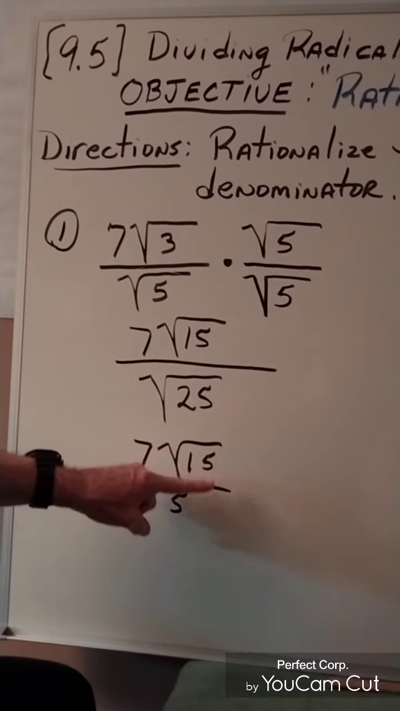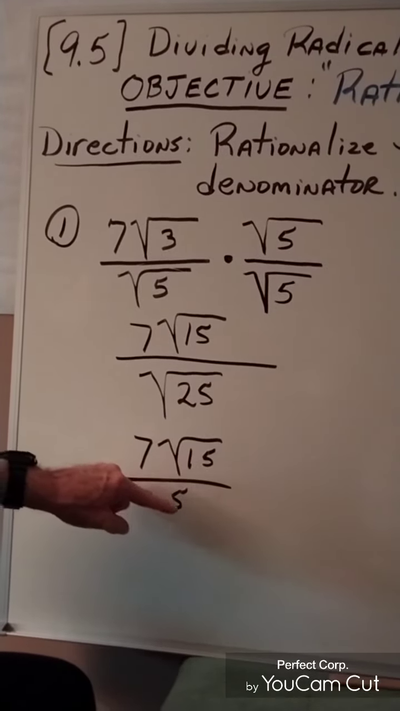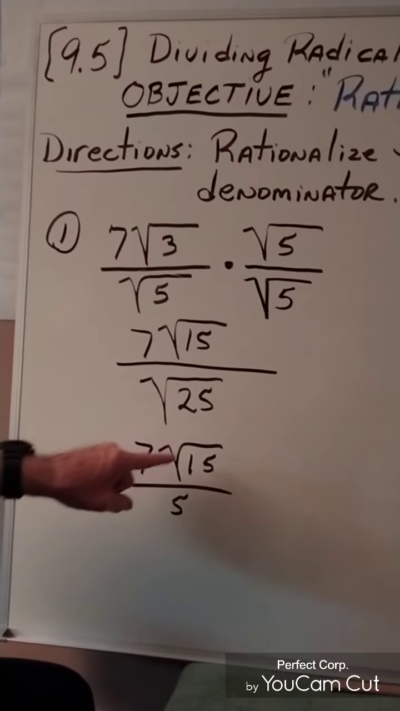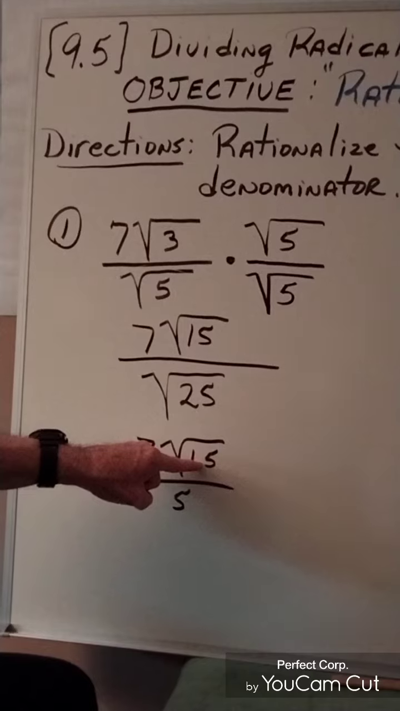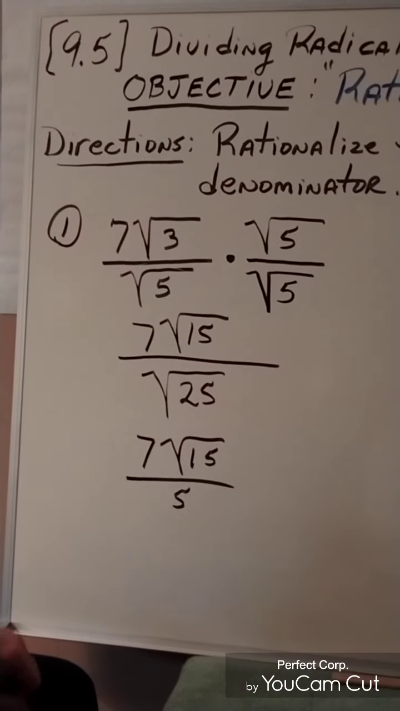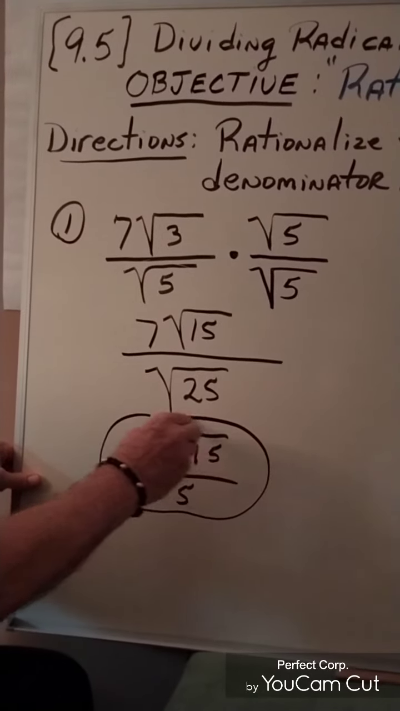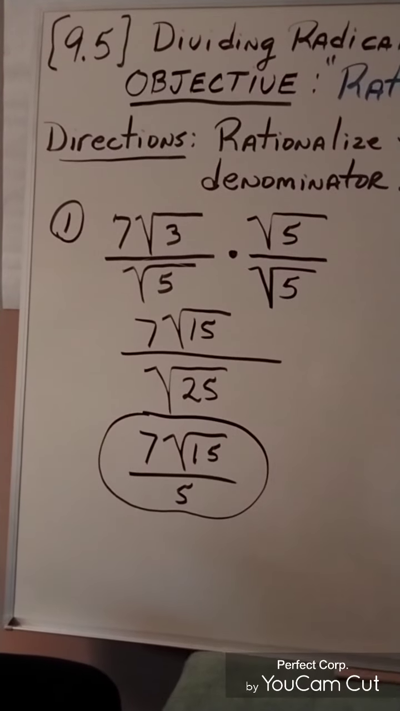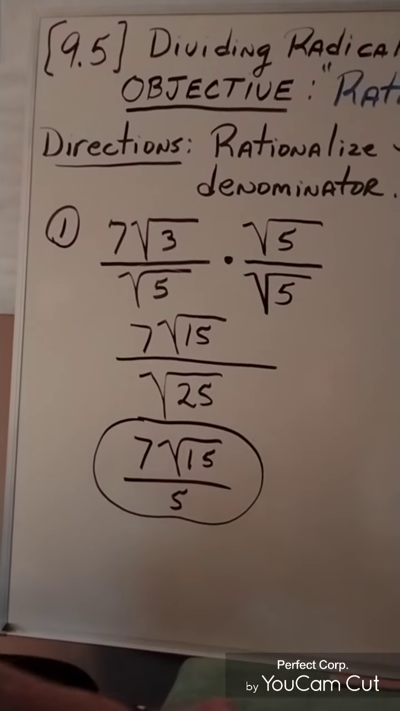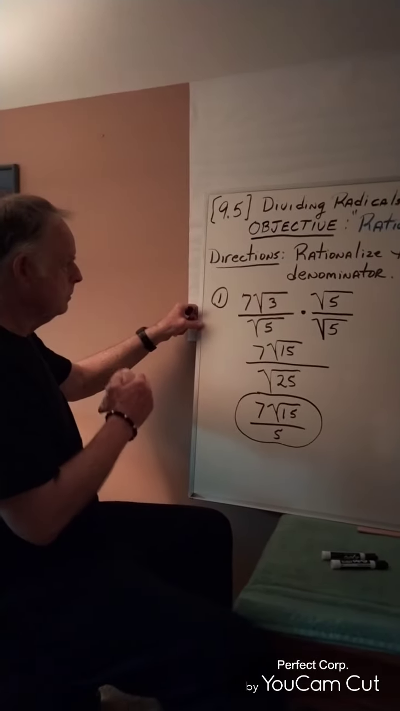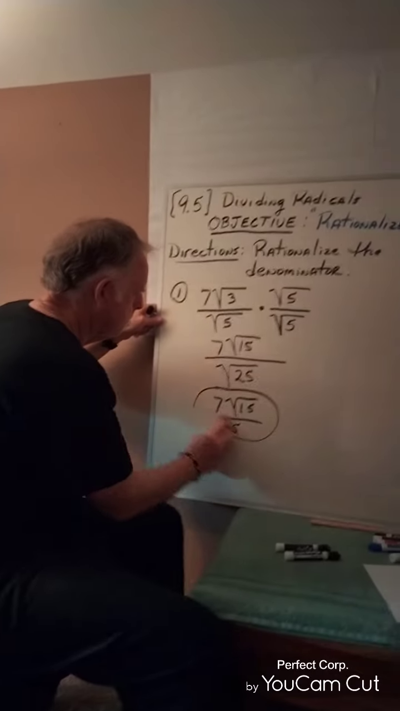And now let's just take a look at this overall answer and see if there's any reducing that can be done. We can't do anything with the 7 and the 5. The radical of 15 does not contain any perfect square factors. We have simplified it, we have rationalized the denominator, and we are now not breaking any rules. Number 1. Let's go to number 2.